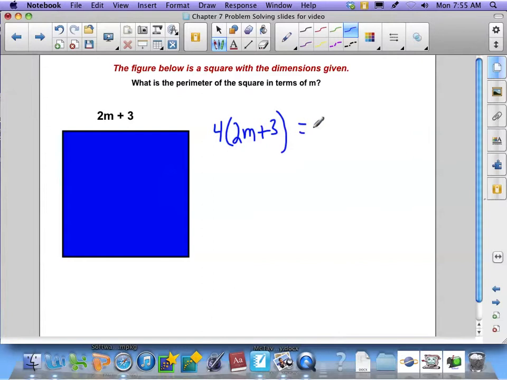Okay? 4 times 2m is 8m. 4 times 3 is 12. So the perimeter is equal to 8m plus 12. You could also check your work with repeated addition.